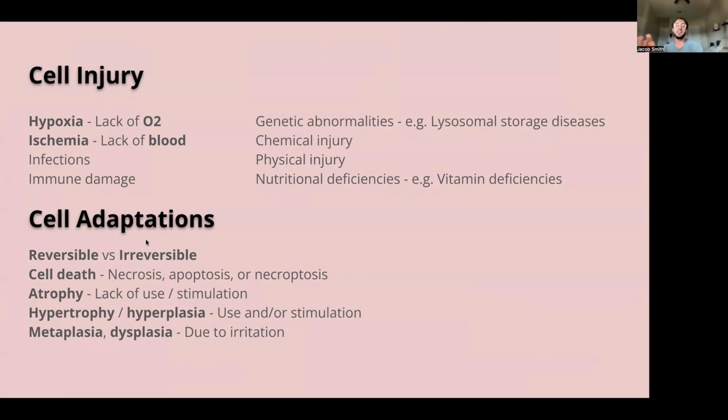Now, when the cell is injured, it adapts. There's reversible adaptations and irreversible adaptations. Irreversible usually lead to cell death, which can be characterized by necrosis, apoptosis, or necroptosis. Necroptosis is just a combination of both necrosis and apoptosis. So it looks like apoptosis, but has inflammation as well. Typically, apoptosis has no inflammation at all. And then there's atrophy, hypertrophy, hyperplasia, metaplasia, dysplasia. We'll get into all these later.